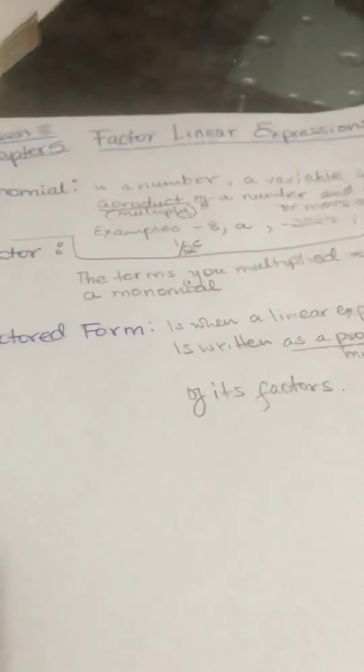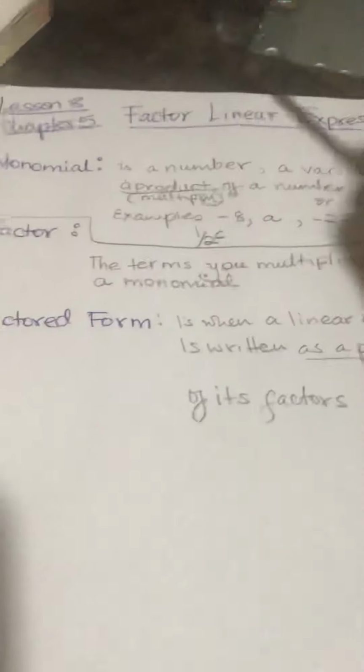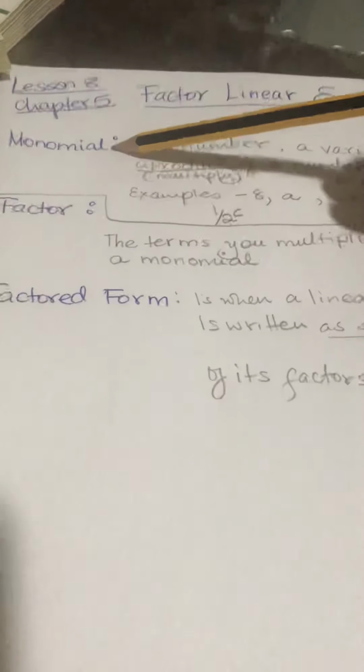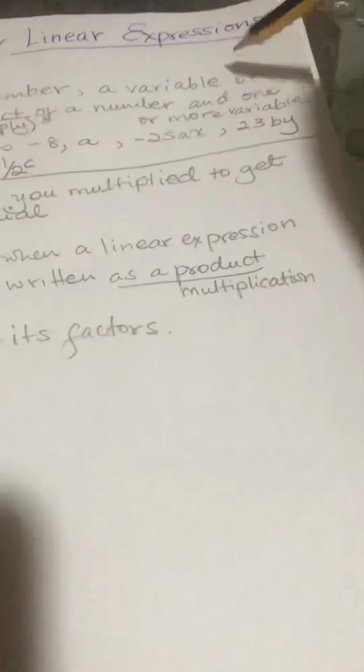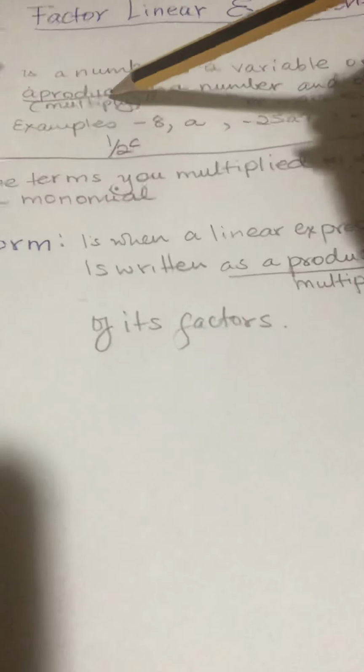Okay, girls. This is lesson 8, chapter 5, factor linear expressions. So you need to know this vocabulary. Okay, what is a monomial? It is a number or a variable or a product of a number. And what do I mean by product?